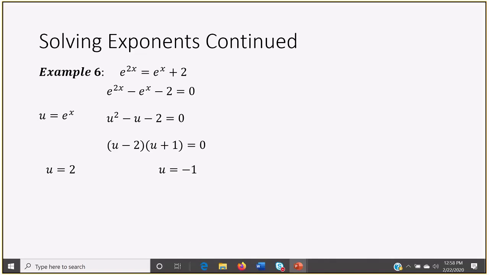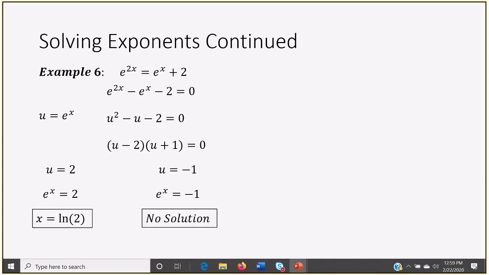but I'm not solving for u, I'm solving for x. So I plug back in e to the x, okay. So I plug back in e to the x, it's equal to 2, I translate it, so x is equal to ln of 2, great. I plug in e to the x, it's equal to -1. Well, now if I translate it, I would get x is equal to the ln of -1, which is no solution. I can't have a negative input for my log.